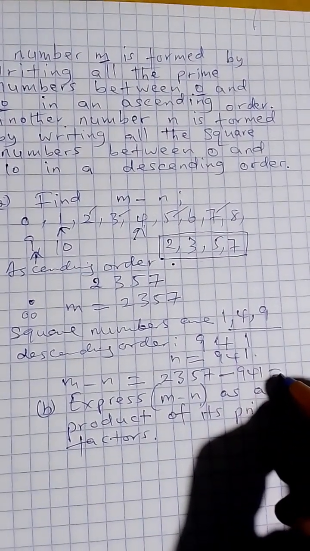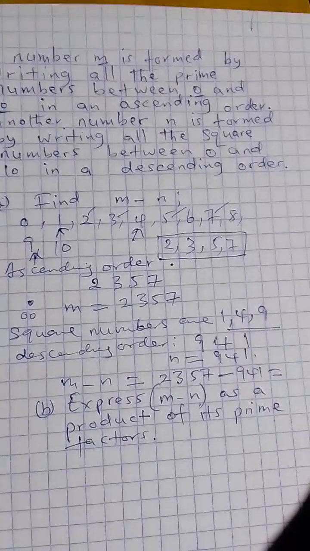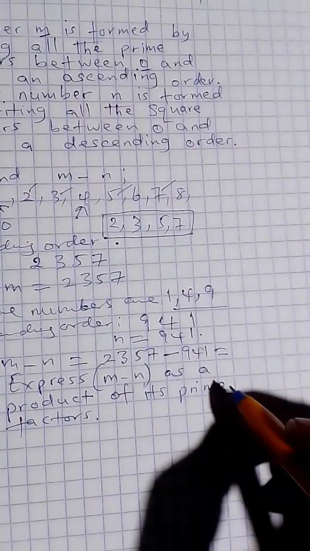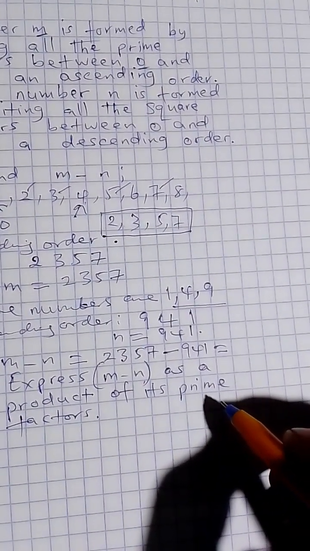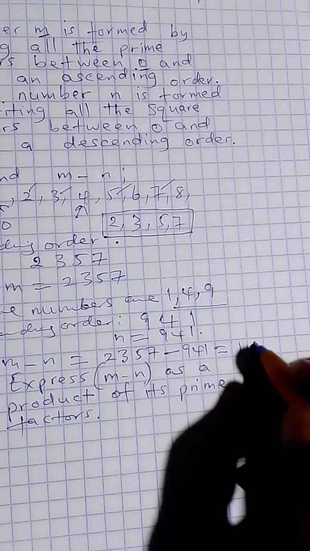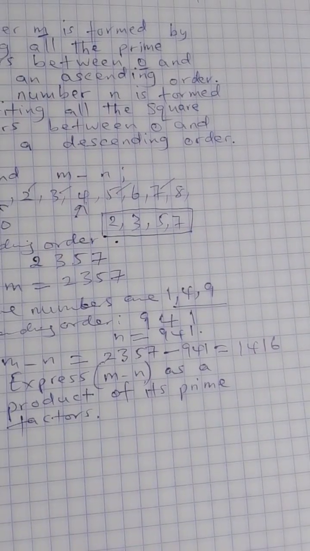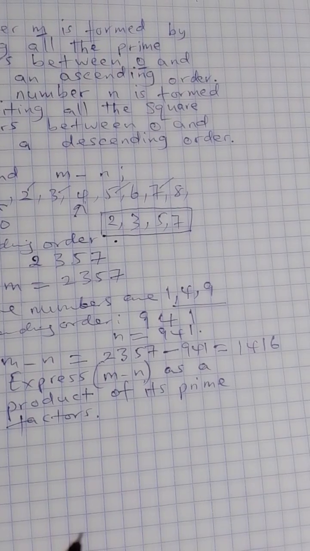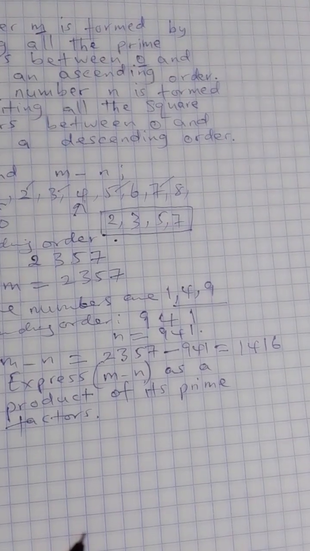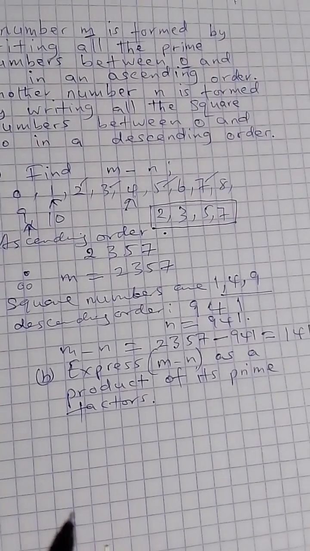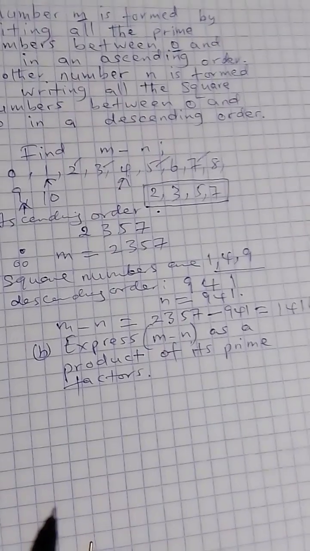Which is equal to 1416. So m minus n is equal to 2357 minus 941, which is equal to 1416. So we have answered part A. Then we can now go to part B.